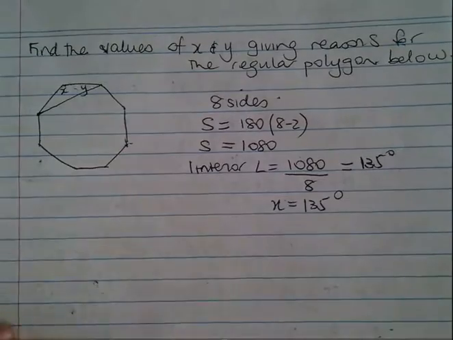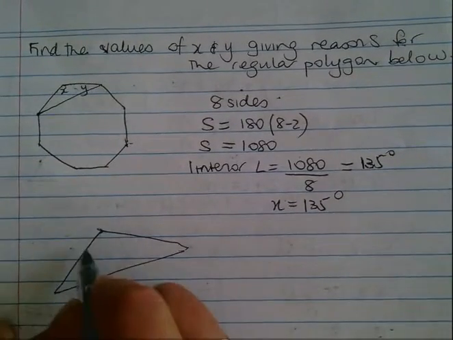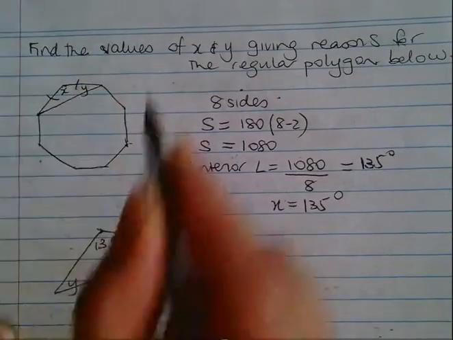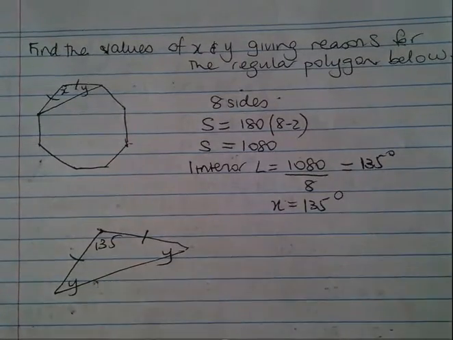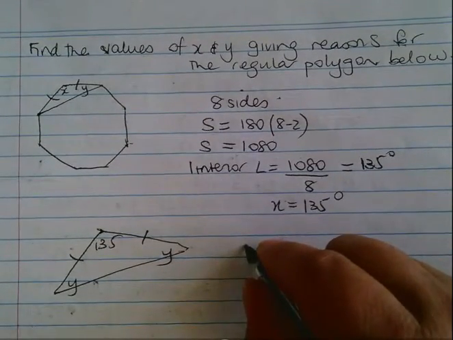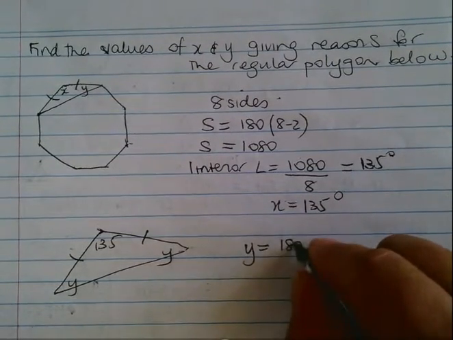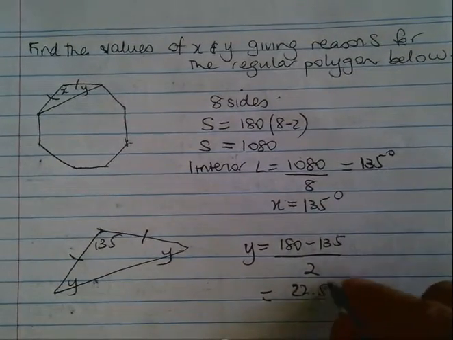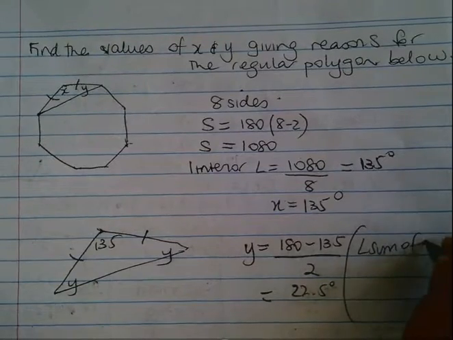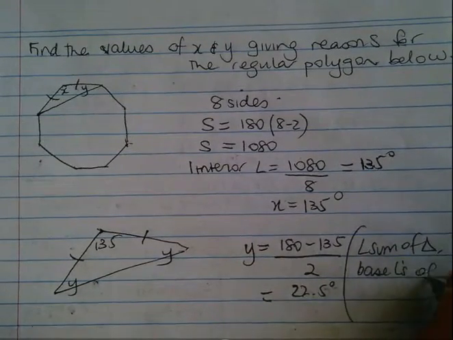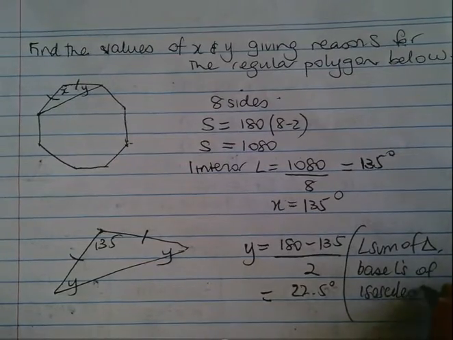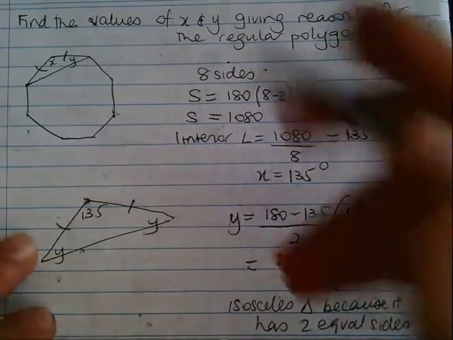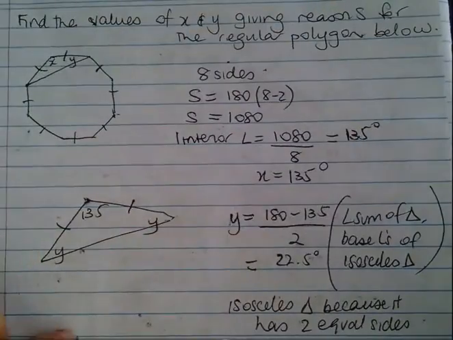Now, all you do, girls, wait. For X, draw the triangle over here. Girls, what sort of triangle is that if it's a regular polygon? It's isosceles. So, you got it? So, Y is 180 minus 135 divided by 2. 22.5. Reason: angle sum of a triangle and base angles of an isosceles triangle. I said giving reasons. The other thing you want to say is why it's an isosceles triangle, because the triangle has 2 equal sides.